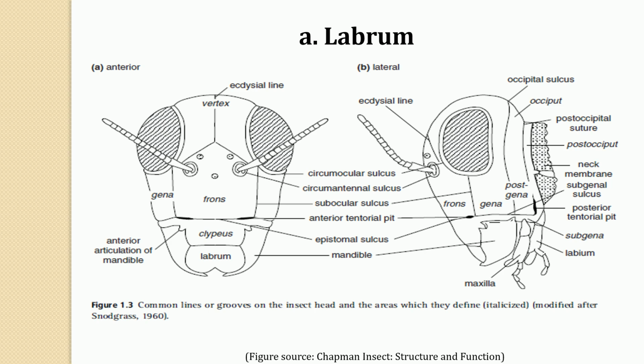Now this labrum is freely attached to the lower margin of the clypeus by the suture which is referred to as the clypeolabral suture. Generally, this labrum hangs over the mouth or the preoral cavity. As it hangs just above the preoral cavity, it is also termed the upper lip, particularly in the case of the mandibulate kind of insects.